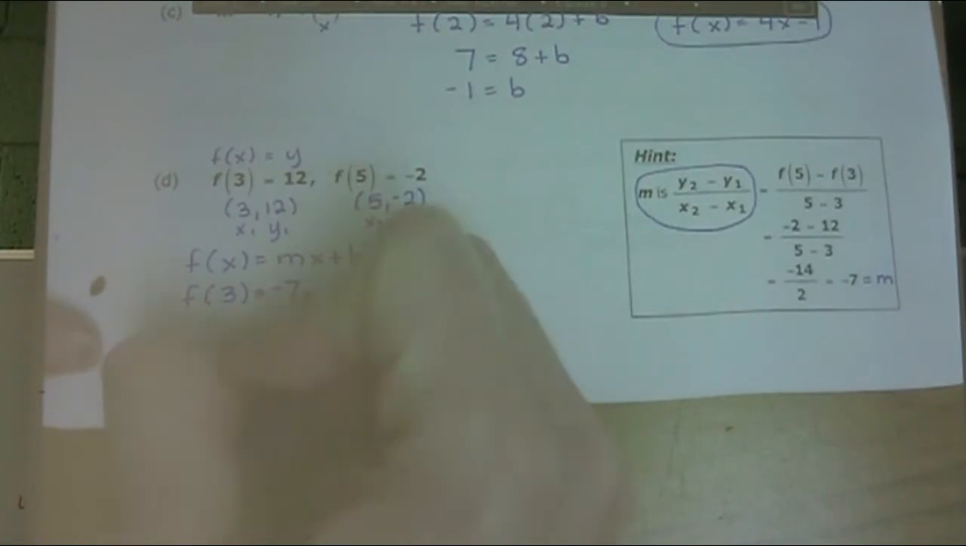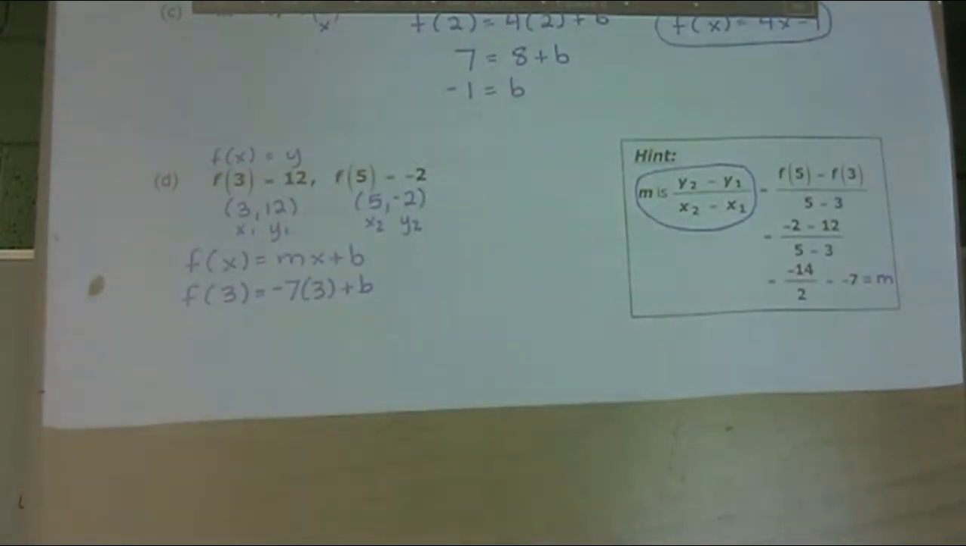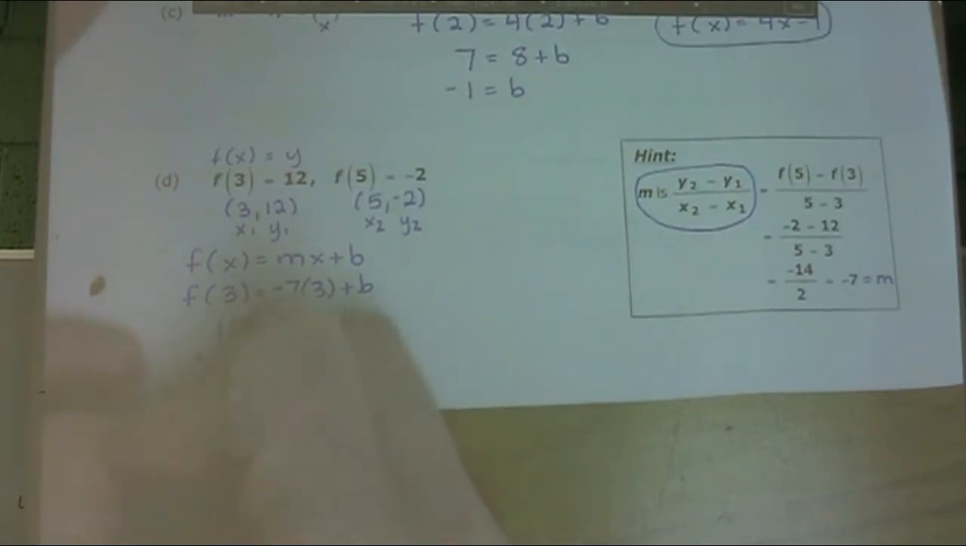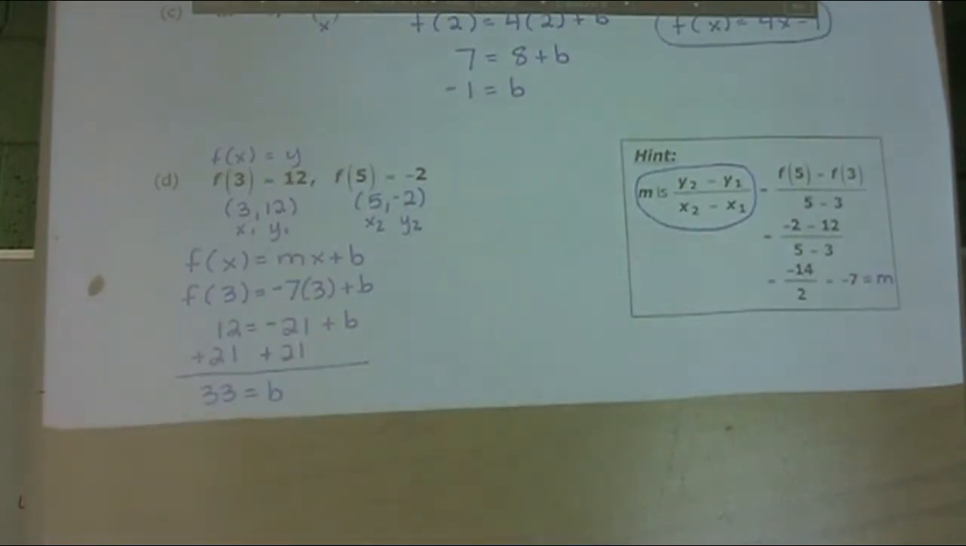My slope is negative 7, so I'm going to plug that in. X is 3 plus b. Now what does f of 3 also equal? That's given to us. It equals 12. So I have 12 equals negative 21 plus b. And I'm going to add 21 to both sides. And I've got 33 equals b. That's all I needed. Now I can write my function.